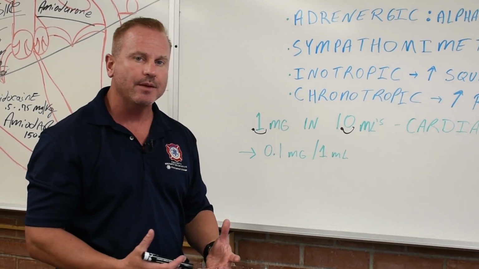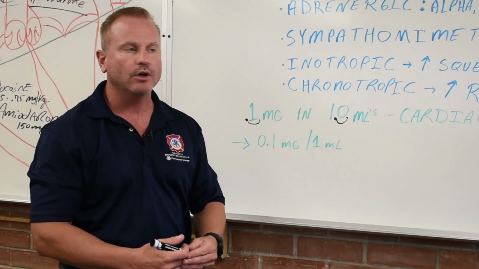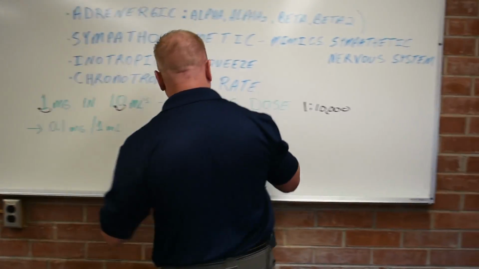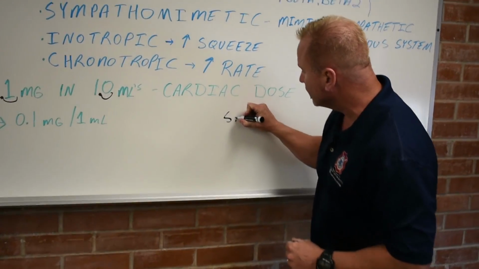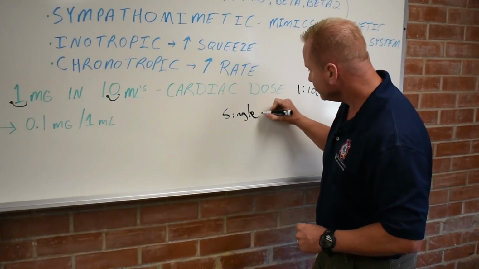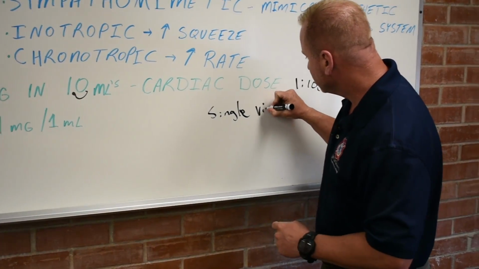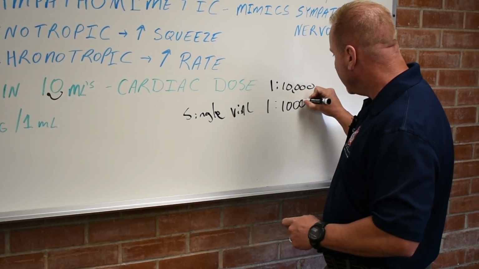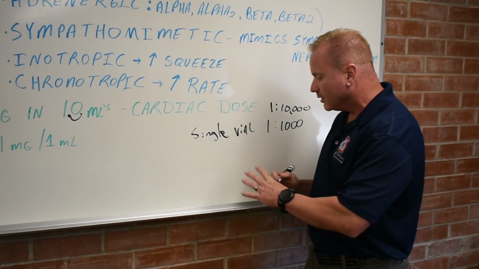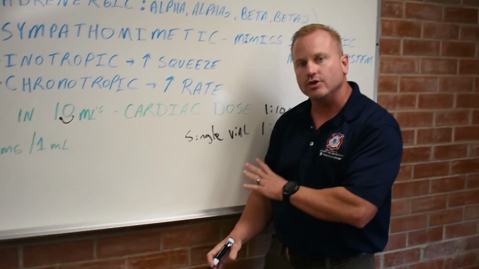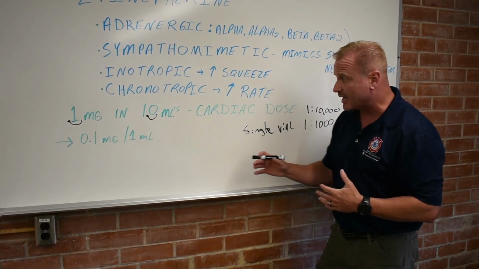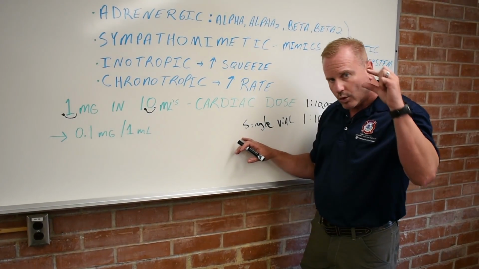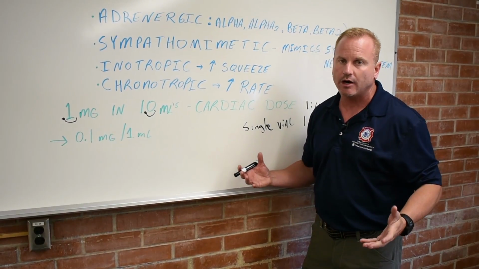And there's two types of epi, and there's a lot of confusion. Well, I've got the cardiac dose of 1 to 10,000. I have the single dose vial that is 1 to 1,000. And just so everybody knows, because there was so much confusion, when I went to medical school, just until last year, the 1 milligram, little 1 to 1,000, they took all that off there now.